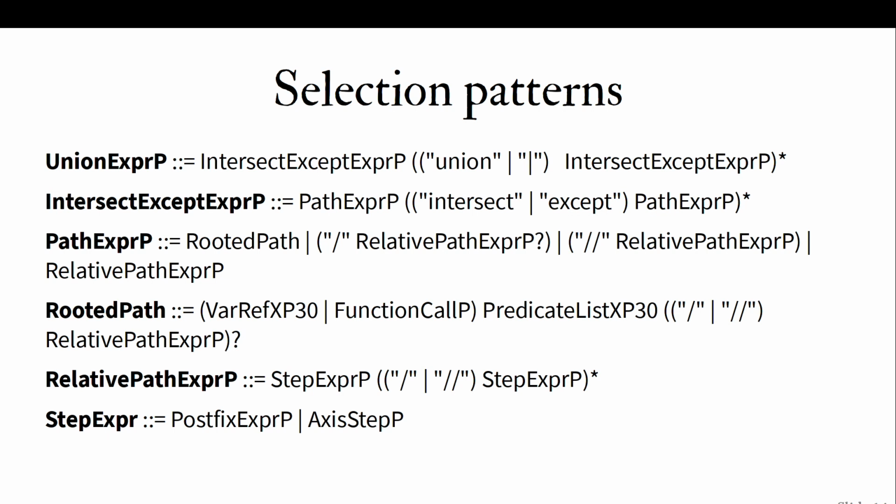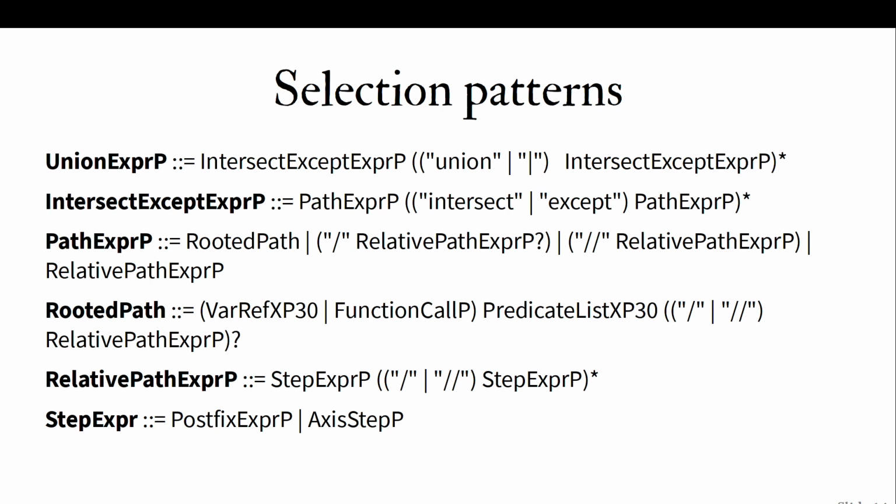And it's a whole bunch of things I've put in bold, a whole bunch of definitions. So the third one, for example, a path expr p is a rooted path, or slash followed by a relative path expr, or slash slash followed by a relative path expr, or a relative path expr. We could simplify that if we wanted to, and I do. We could say it's a rooted path or an optional slash or slash slash followed by a relative path expr.